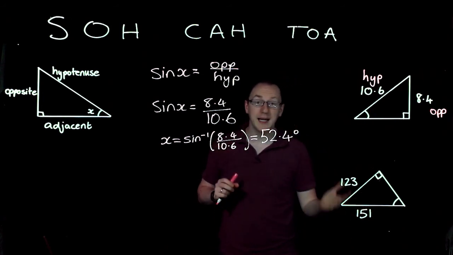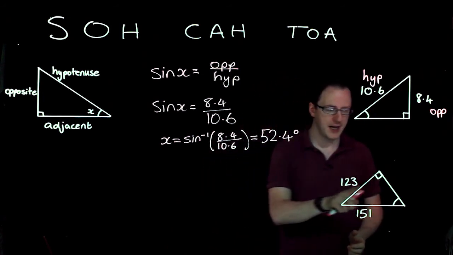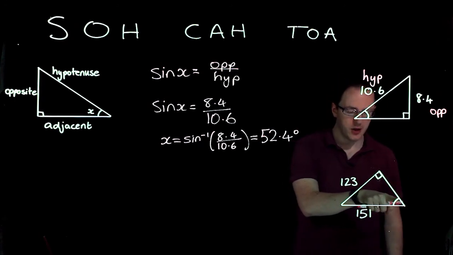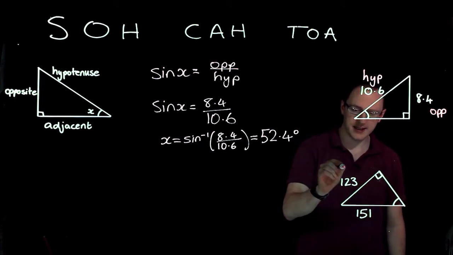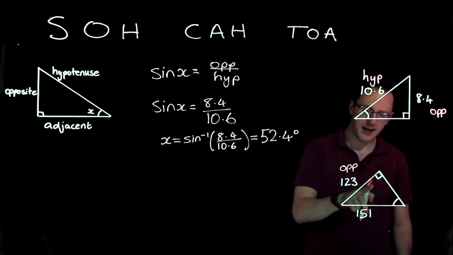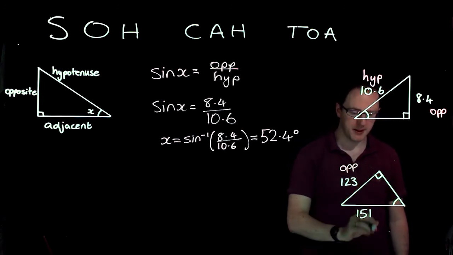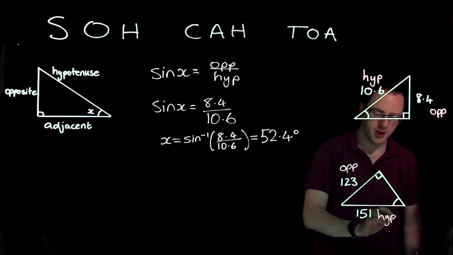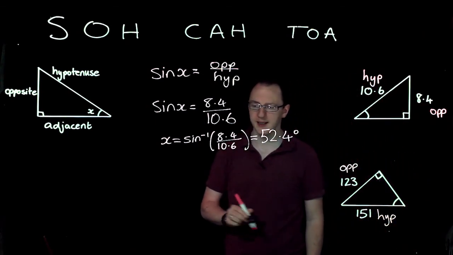Let's have a look at this one. Again, I want to identify the sides. Here's the angle I'm interested in. So opposite this angle is this side. This is the opposite. Here's my right angle. So opposite my right angle is my hypotenuse. Another O and H, so this is sine again.